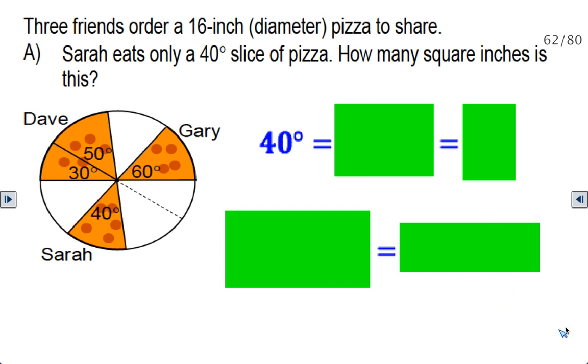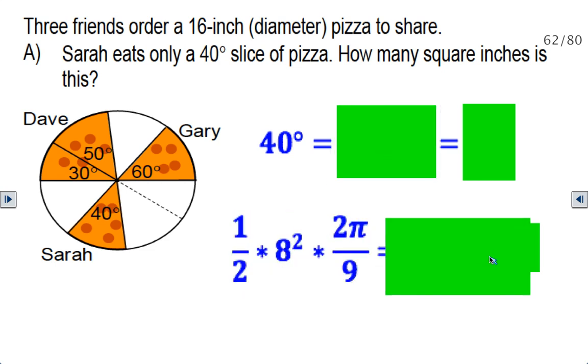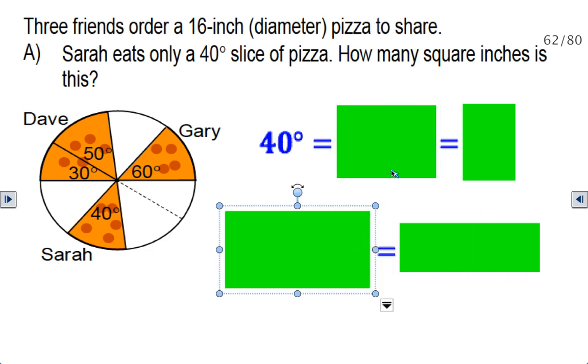You know what, now that I caught that, I wonder if I used 16 in my formula or if I used 8. Let's see. Yep, I did use 8.